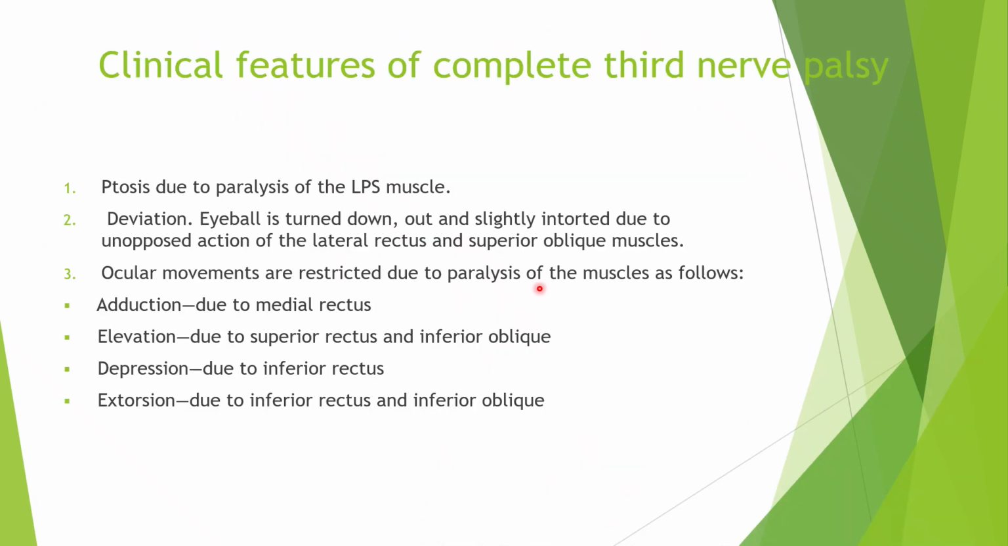Now the clinical features. There will be ptosis due to paralysis of the LPS muscle. The eyeball is turned down, out, and slightly intorted due to unopposed action of the lateral rectus and the superior oblique muscles. So only the lateral rectus and superior oblique are working. The lateral rectus will cause its outward movement, and the superior oblique will turn it down and slightly intorted. All the other muscles are affected, so adduction, elevation, depression, and extorsion will be affected.